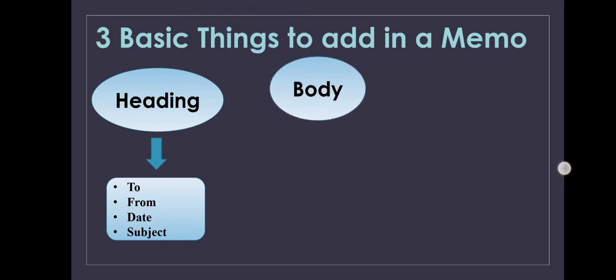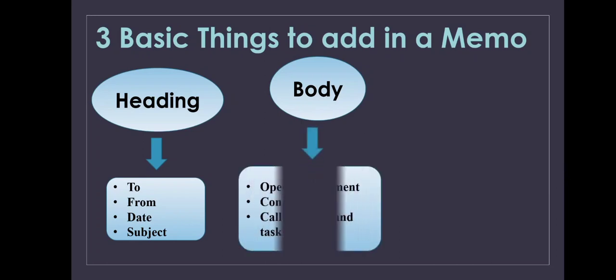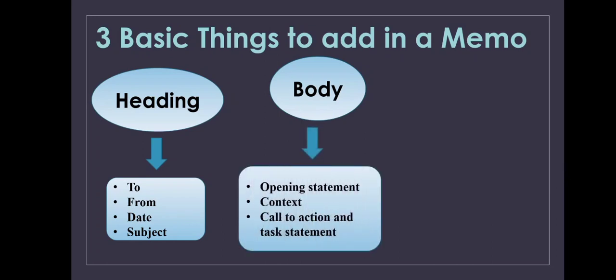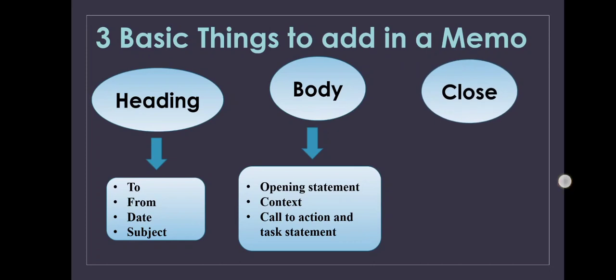The second basic thing is the body. As its name suggests, it is the complete message or purpose of the memo. It is an opening statement or context of the message, a call to action, and a task statement. The last thing is the close.